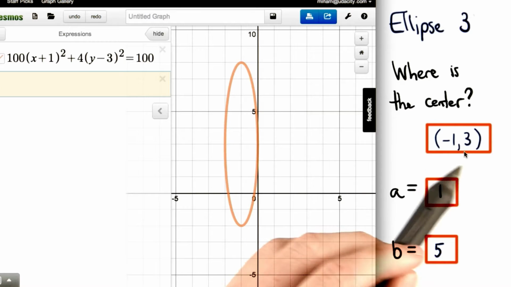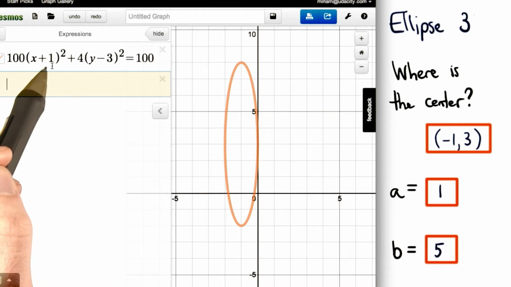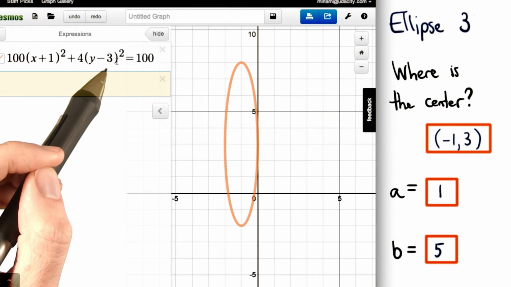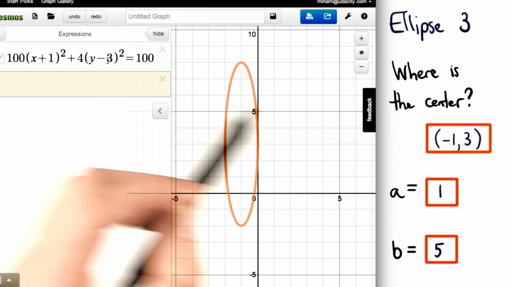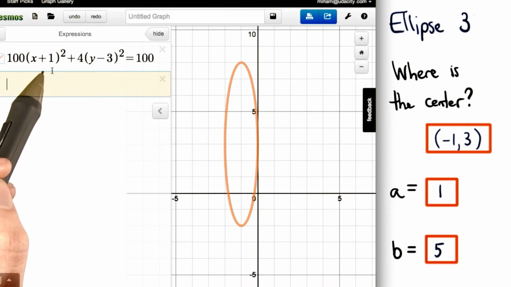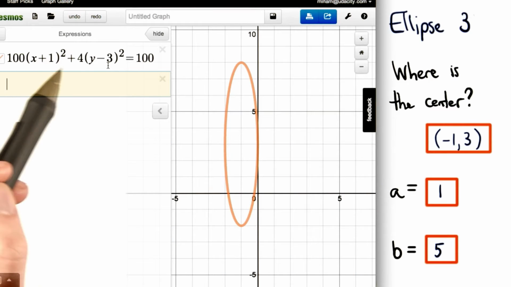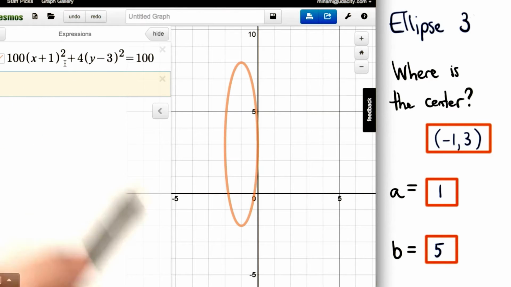We can find this center by looking at the x squared term and the y squared term. The x has a +1 next to it, so that means the x-coordinate of the center will be -1. And the y value has a -3, or a subtraction of 3, next to it. So this means that the y-coordinate of the center is +3. Always keep in mind that the values of h and k for our center are the opposite of these two signs. This will always be true for circles and ellipses.